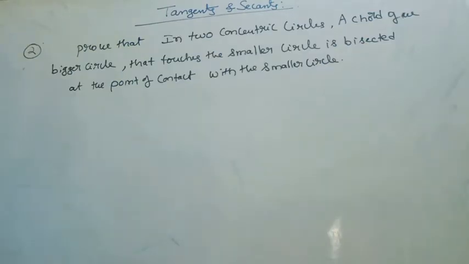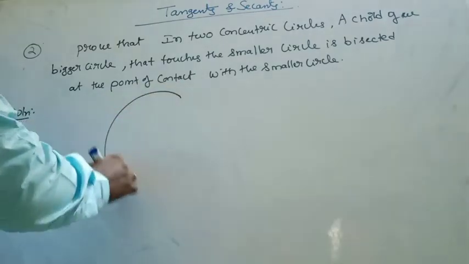Now see, my dear students, the second problem: prove that in two concentric circles, a chord of the bigger circle that touches the smaller circle is bisected at the point of contact with the smaller circle. That is what we require to prove. See how we will do this beautiful problem.